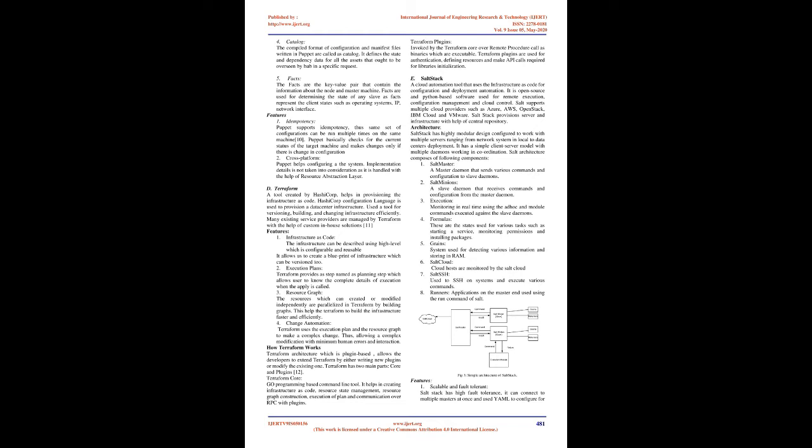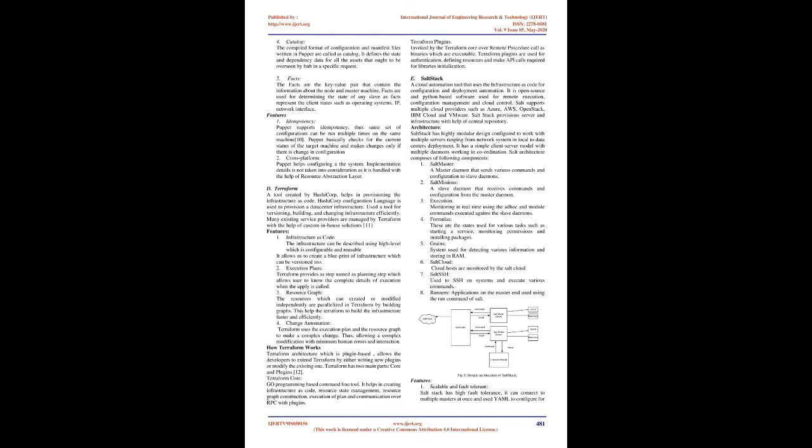Features. 1. Infrastructure as code. The infrastructure can be described using high-level syntax, which is configurable and reusable. It allows us to create a blueprint of infrastructure which can be versioned too. 2. Execution plans. Terraform provides a step named planning, which allows the user to know the complete details of execution when apply is called.